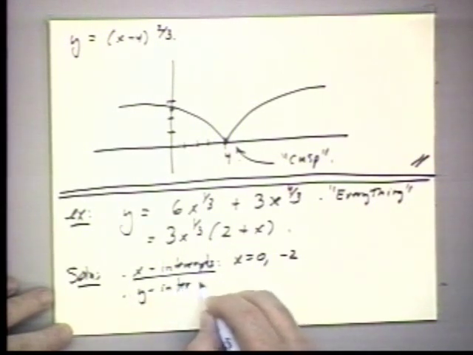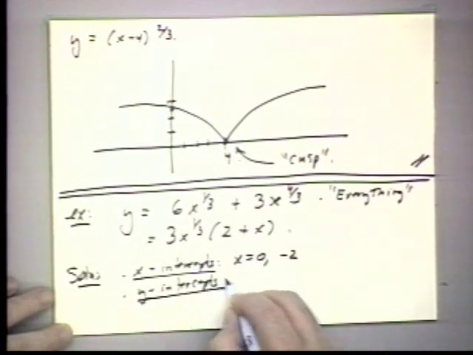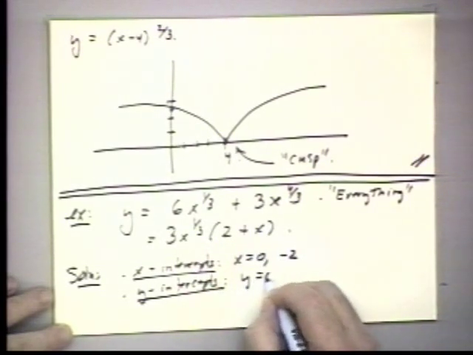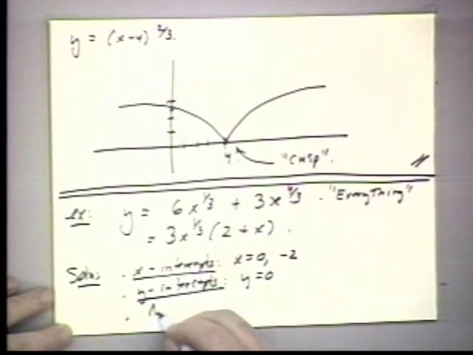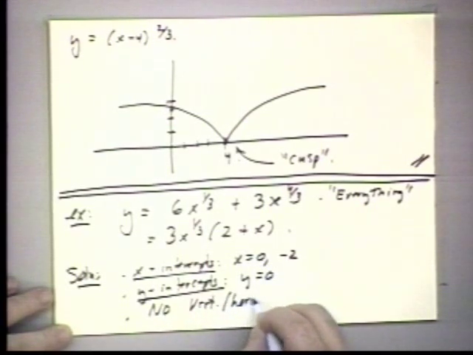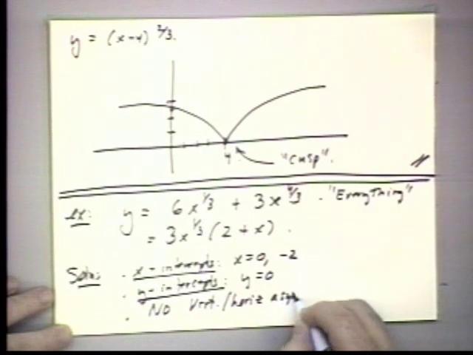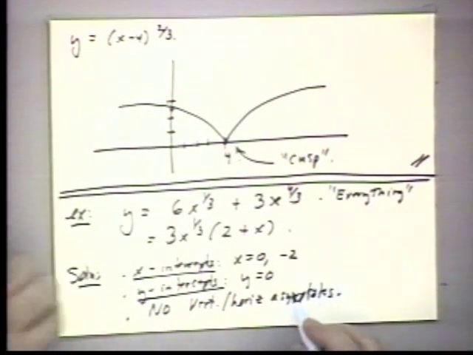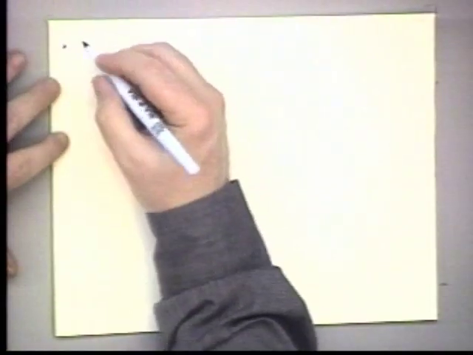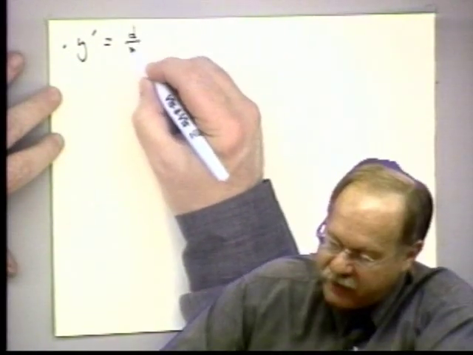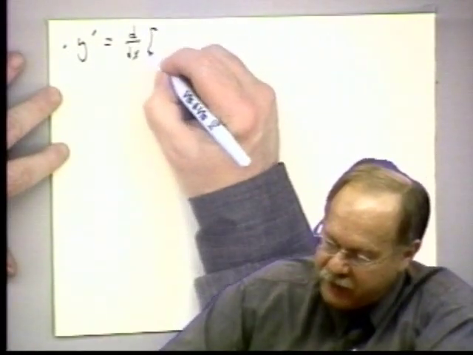Y-intercepts, that would be where x is 0. Putting x equals 0 in here, I get y equals 0, so that's easy. There are no asymptotes, or I should say no vertical or horizontal asymptotes. That's easy to see by checking the limit for the horizontal, and of course the function's always defined, so no vertical. The second thing that we need to do here is to find the derivatives.